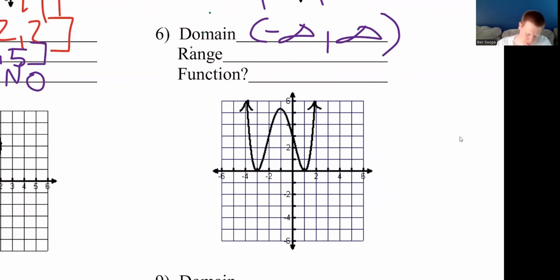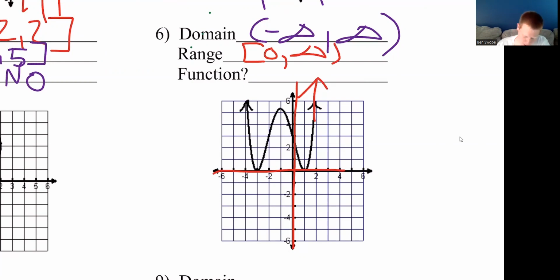The range is a little bit more interesting in the sense that while it goes up forever, it doesn't go down forever. So we really want to think how low does it go and how high it goes up, but it's going to go up forever. So we already know that answer from earlier. So how low does it go? Well, the lowest it goes on the y-axis is at 0. So basically this is from 0 up. So that would be from 0, including the 0, to positive infinity.